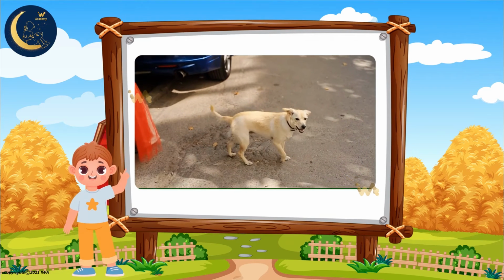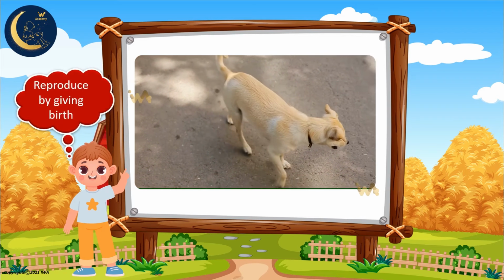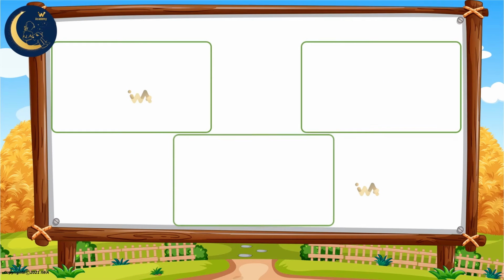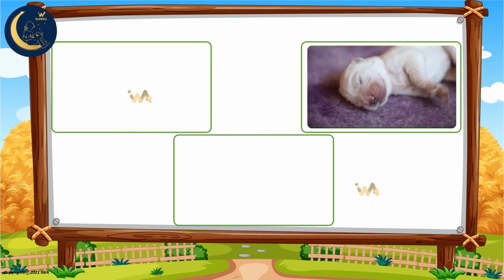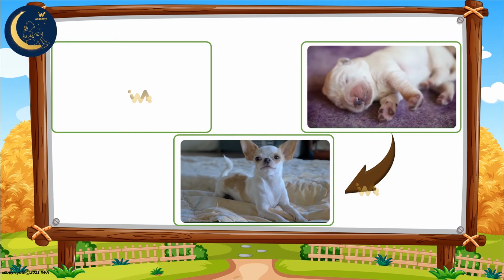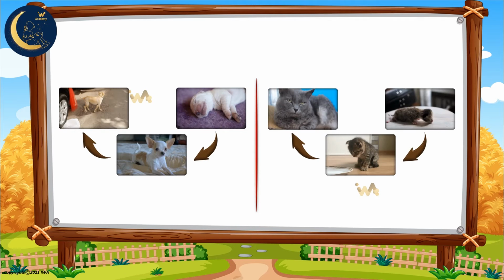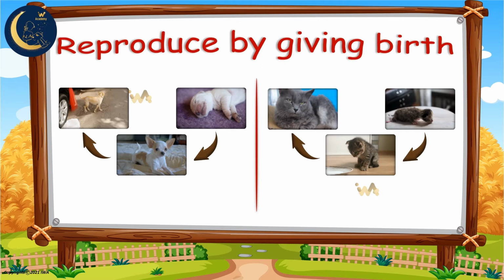And likewise the dog. It is also one of the living organisms that reproduce by giving birth. And it goes through a few stages. It begins as a small newborn pup. Then it grows and gets bigger. It continues to grow until it becomes an adult dog. Notice that the life cycles of cats and dogs are similar. They are both living organisms that reproduce by giving birth, and they begin as small newborn animals.